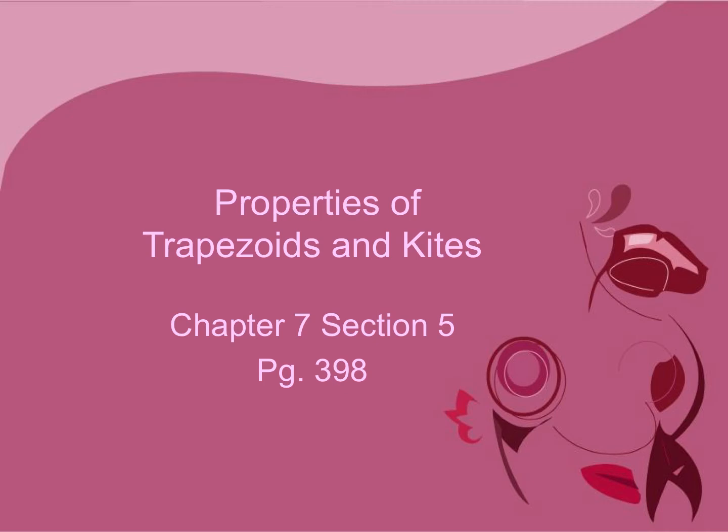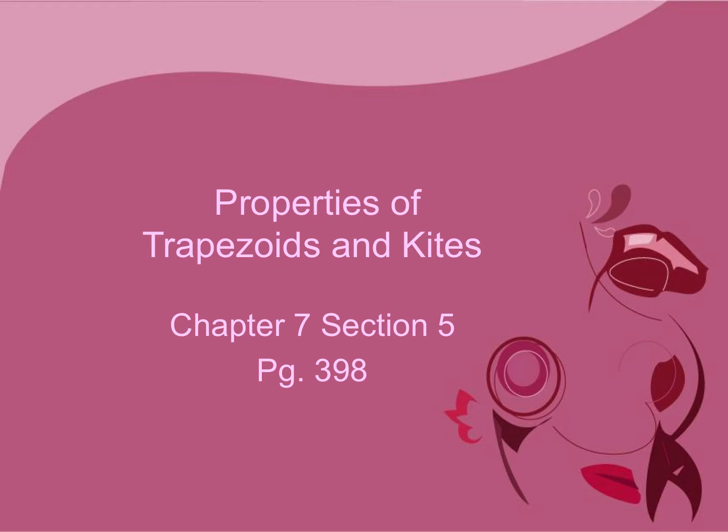Okay, so today we're going to cover the last section of Chapter 7, Section 5. Today we're going to talk about properties of trapezoids and kites. Now, one thing that you need to remember when we start talking about these trapezoids and kites is that these are not parallelograms. They do not have two pairs of parallel sides. And this is going to be key to remember. Okay, they are quadrilaterals, but they are not parallelograms.